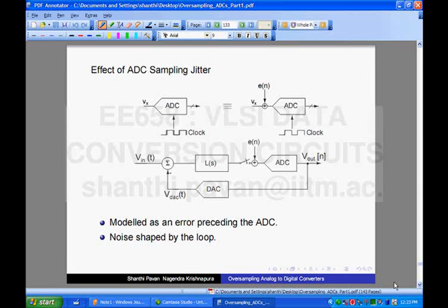What is the transfer function from E of n to the output? What is that in the signal band? It's lesser than the signal band. What is it at DC? 0. So clearly the transfer function from E of n to the output is the noise transfer function of the loop, and within the signal band the noise transfer function has a very, very small gain. So since this adds in at the same place as the quantization noise, any error due to a wrong sampling instant of the A to D converter is all noise shaped, and so the loop takes care of everything, so you don't worry about it.